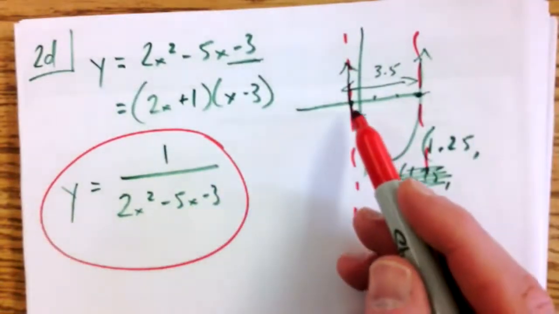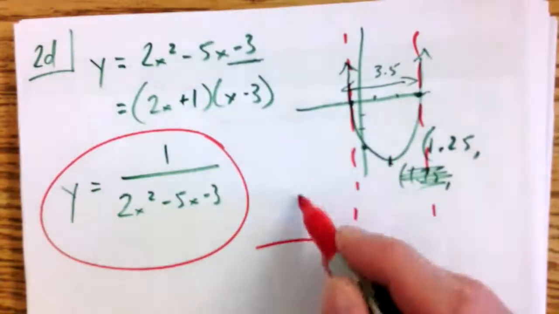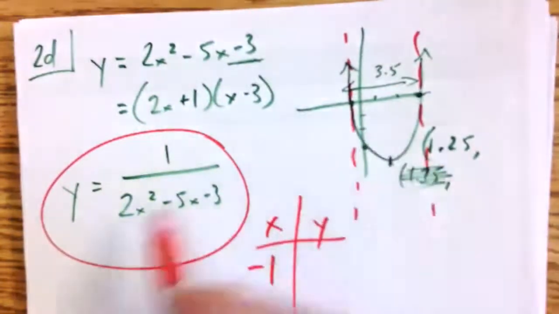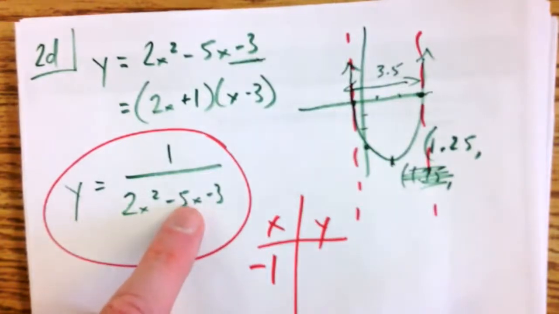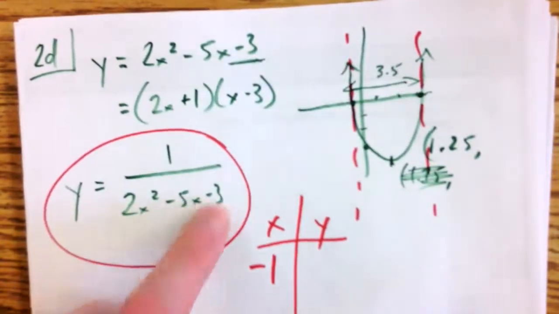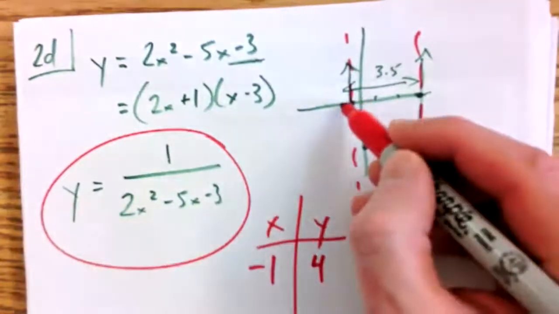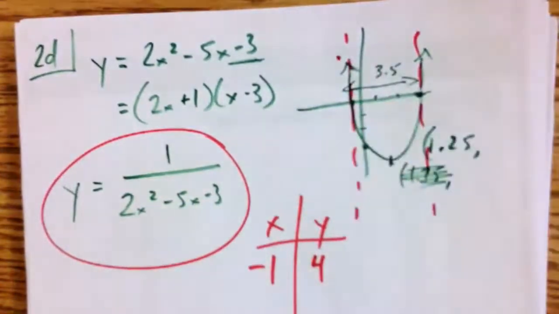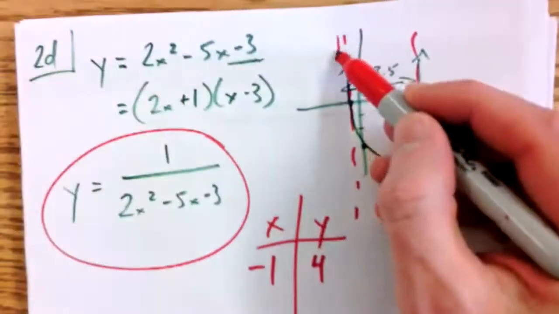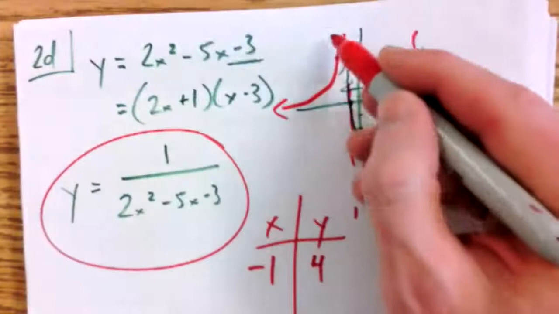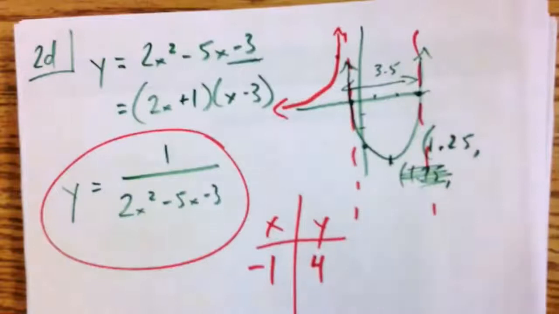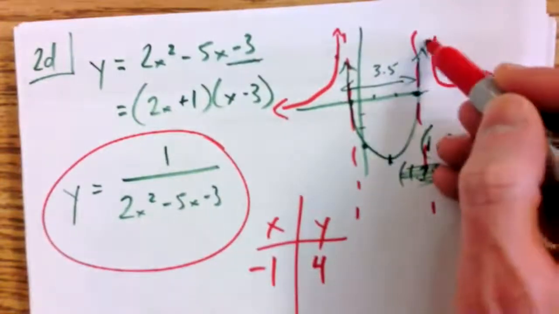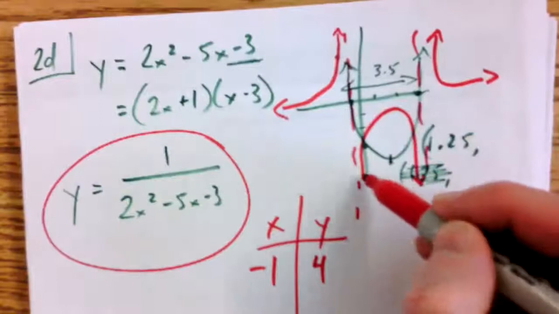So let's choose x equals -1. If x equals -1, -1 squared is 1, 2 times 1 is 2. -5 times -1 is +5. So 2 plus 5 is 7. 7 minus 3 is 4. So when x equals -1, y equals 4. All I need is that 1 point to know that it's going to be something like this. Honestly, I could just leave it like that, it could be the only point. The other one will go here, and then one will go here.